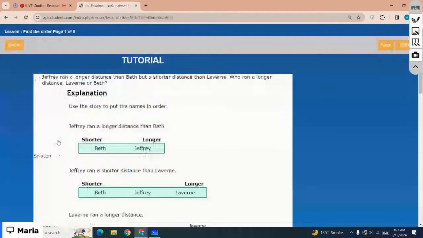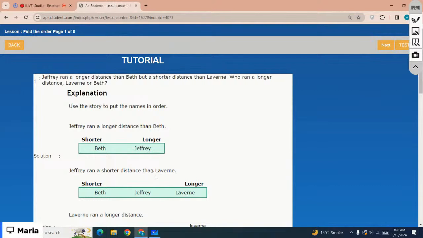The next lesson is find the order. Okay, let's just start with the first example. Jeffrey ran a longer distance than Beth, but a shorter distance than Leverin. Who ran a longer distance, Leverin or Beth? So basically, you have to arrange them in order. You have to find the order. You have to find the one who ran the longest, right? So the first thing here is Jeffrey ran a longer distance than Beth, right? That means Beth ran the shorter and Jeffrey ran the longer, but a shorter distance than Leverin. That is for Jeffrey, right?